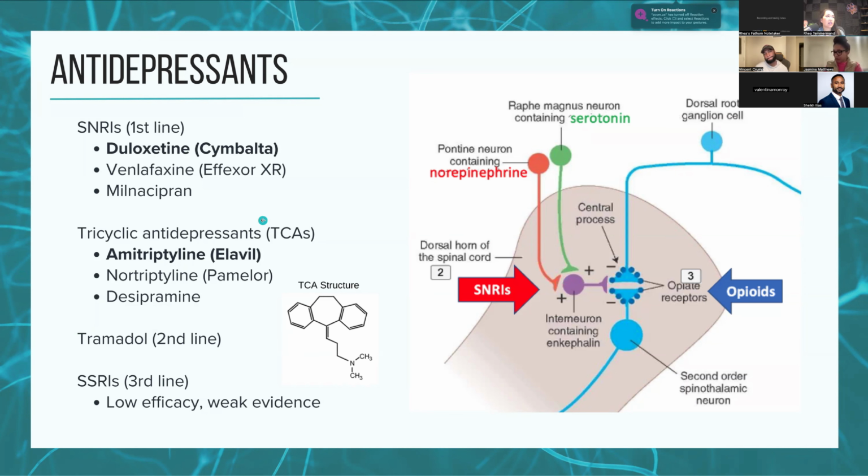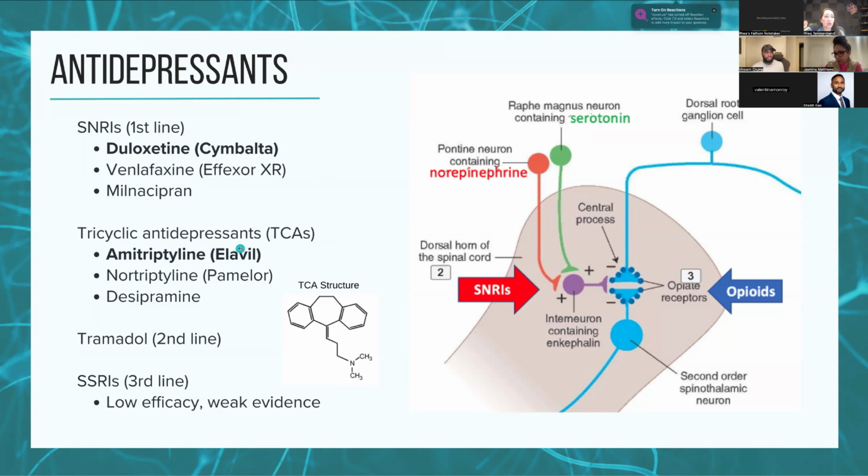So we need something like Cymbalta, which is an SNRI, which is a first-line therapy for many types of chronic pain conditions. So you see a lot of people on Cymbalta, but they don't have depression. Why is that? It's usually because they're using it as a pain therapeutic for these patients, and it's actually pretty effective, and it has very little side effects.